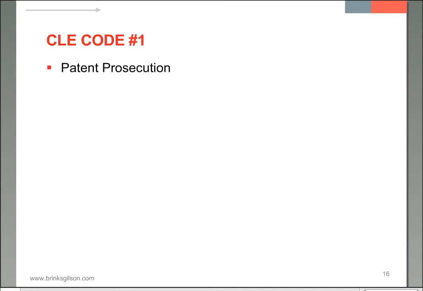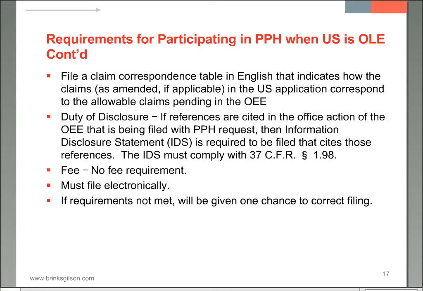Okay, so let's continue. Other requirements for a successful PPH request in the U.S. are, number 1, file a claim correspondence chart showing how the U.S. claims correspond to the allowed claims in the OEE. Number 2, file an IDS with the OEE's office action, which indicated allowable claims, and the references cited in that office action. Note that the request must be filed electronically and does not come with a fee.